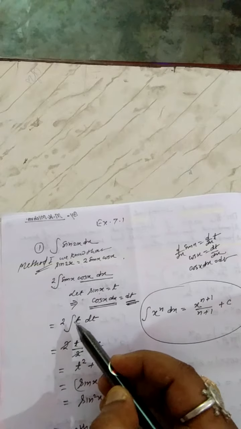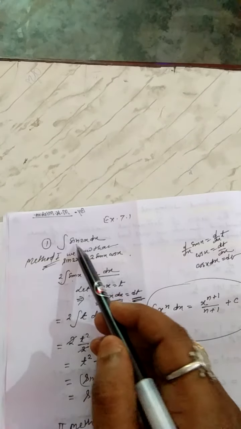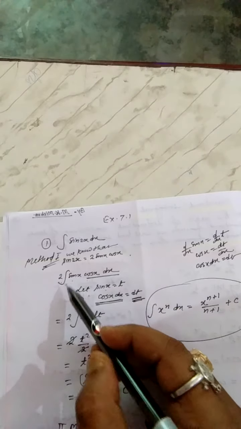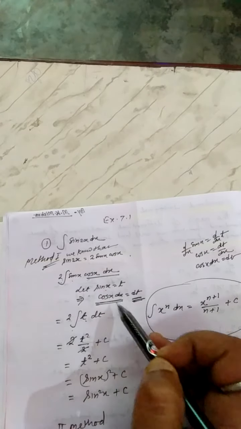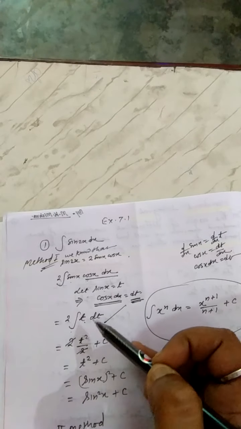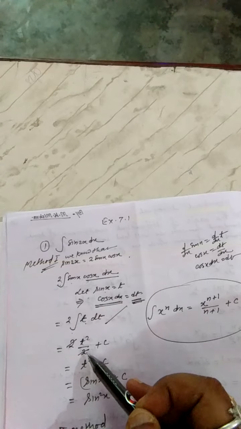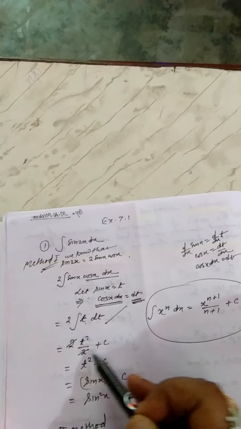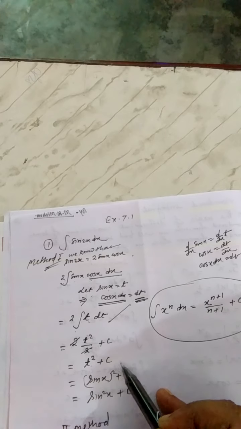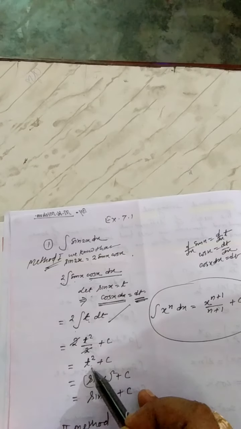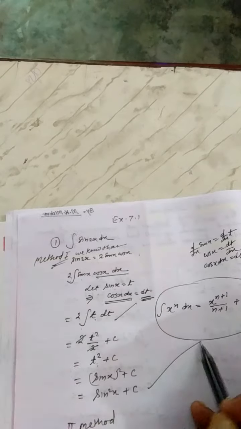Now substituting this value in the question, we can write integration of sin 2x dx is equal to 2 times sin x, where sin x is equal to t and cos x dx is equal to dt. Therefore the integration will be 2 times t square by 2 plus c. This 2 is cancelled by 2. We write here t square plus c, and now putting the value of t is equal to sin x, we can write here sin square x plus c.